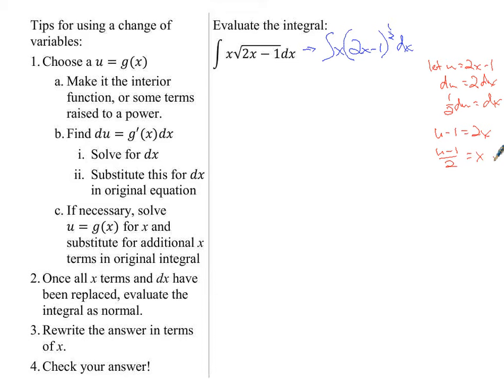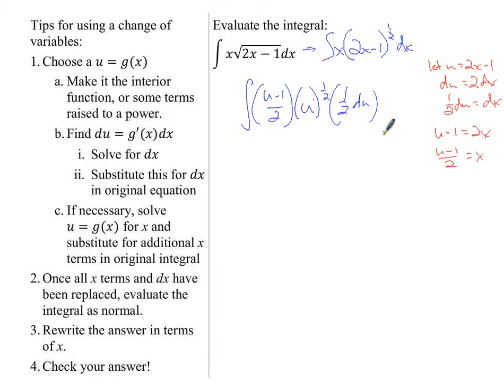Now we can rewrite everything. Substitute all that stuff in and see where we're at. We have the integral of x, which is u minus 1 over 2. We have 2x minus 1, but that's my u. And that is being raised to the 1/2. And then dx turns into 1/2 du. So, all of my x's are gone, which means I probably did something right.